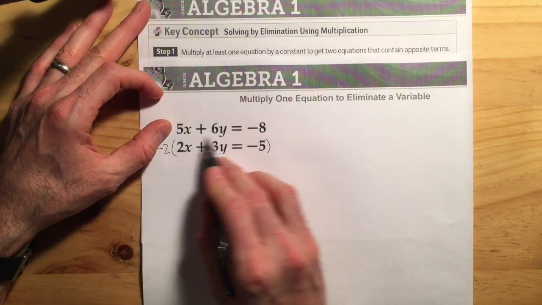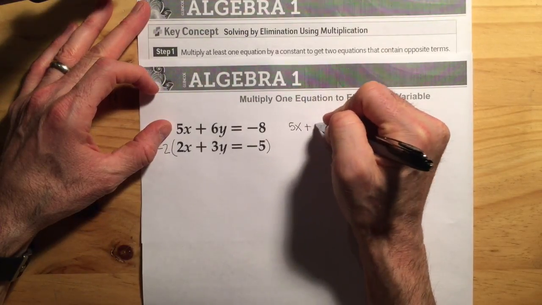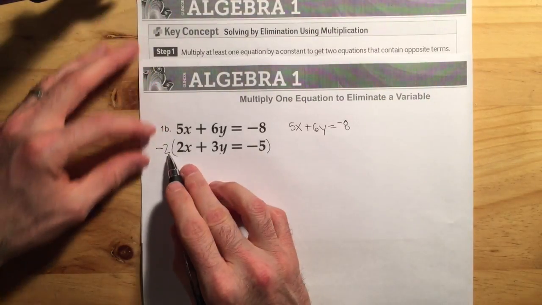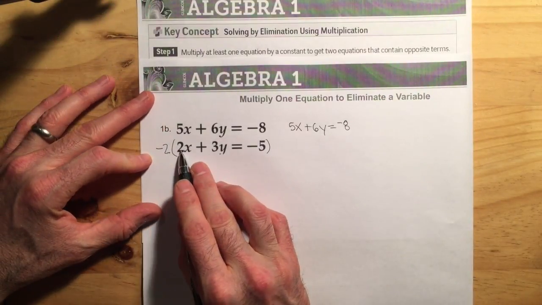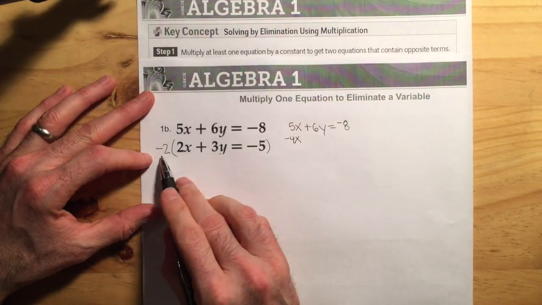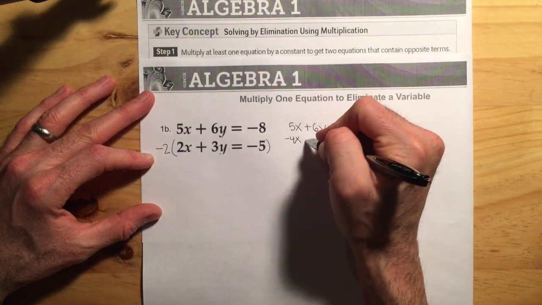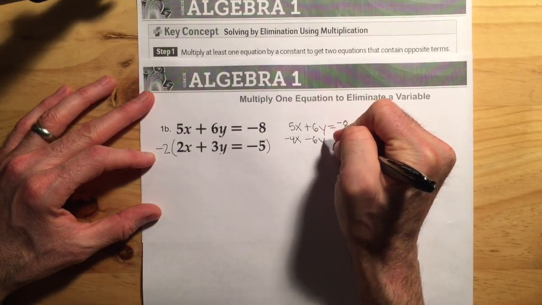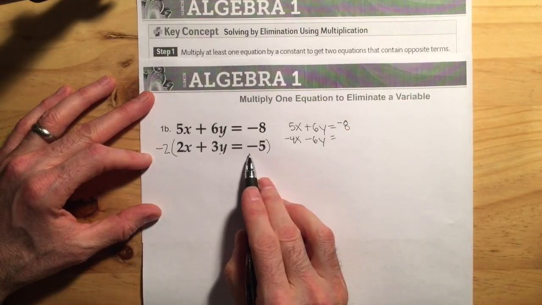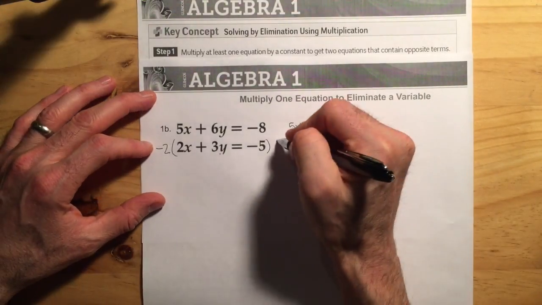Let me rewrite the top equation as it already is because that's not changing. And now if I multiply -2 times 2x, I get -4x. -2 times a positive 3y, I get a -6y. Do you see what happened there? And then -2 times a -5 will give me a positive 10.